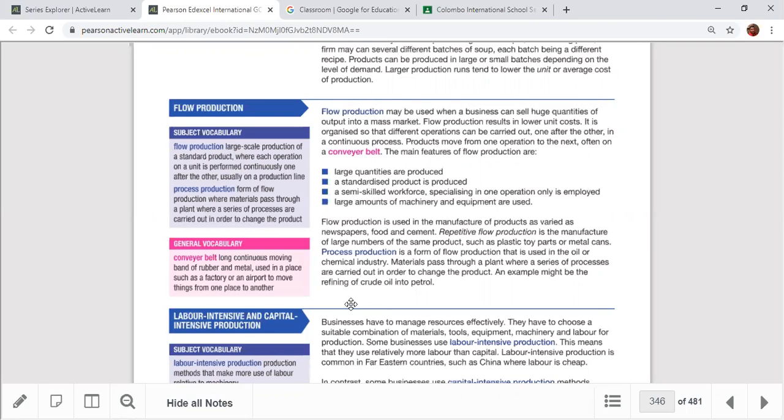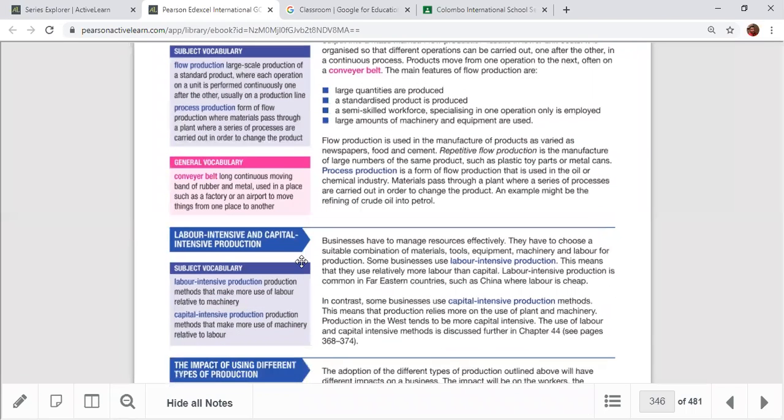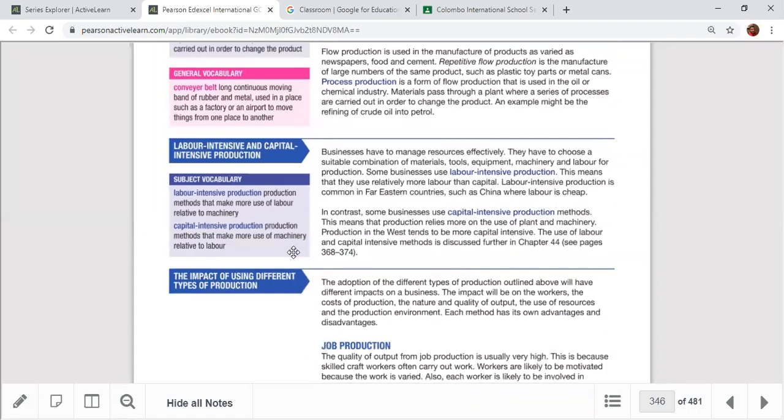So now we talk about the three methods of production. Job production, we talk about the main features of job production, and we talk about batch production. Secondly, the main features of batch production, and finally we could talk about flow production also. That's the largest level of production method. Right. Now let's look at the main advantages and disadvantages of flow production and batch production and everything.